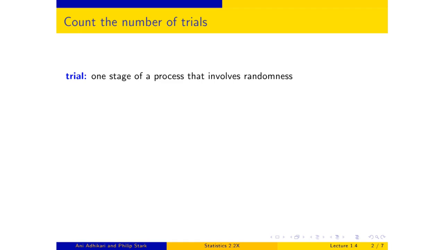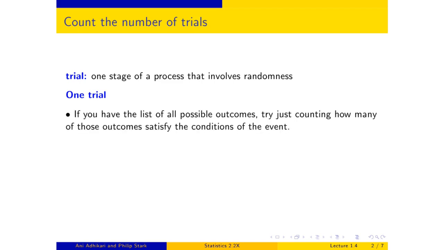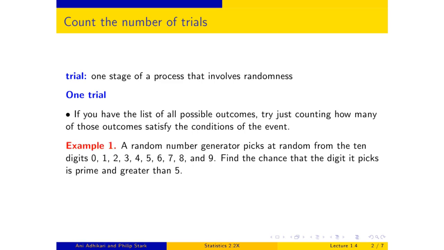What's the smallest number of trials you can have? Yeah, 1 trial. Now, when you just have 1 trial, sometimes all these rules and the edifice that has been developed is a bit of overkill. If you have just 1 trial and you know what all the possible outcomes are, you can do most problems just by counting. Let's take an example.